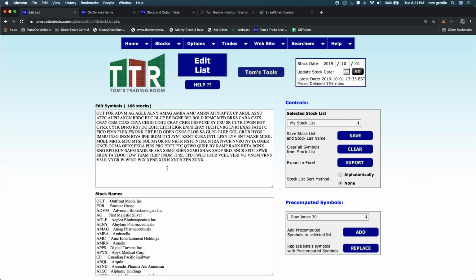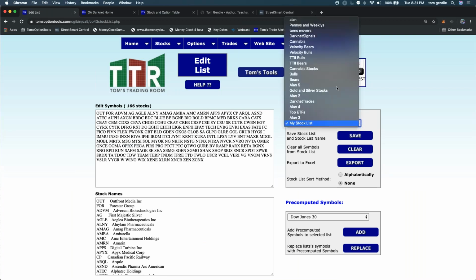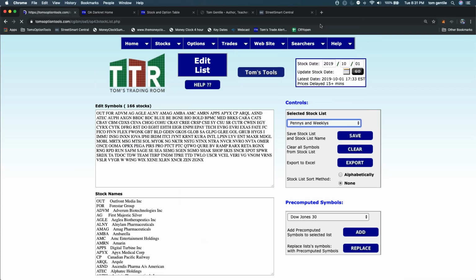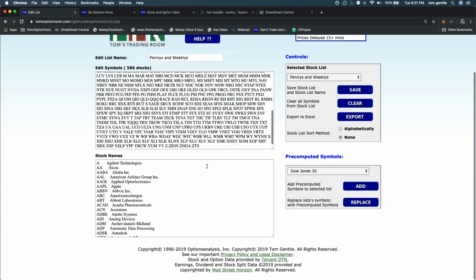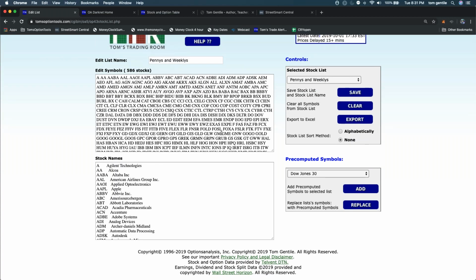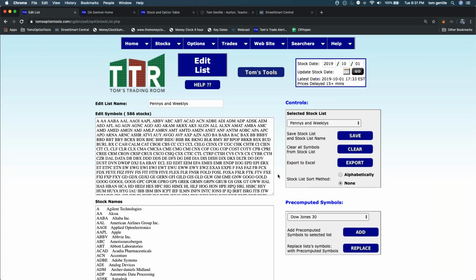And here's my stock list, but I create a list that I call pennies and weeklies. And all I do is I take that list and I shove them in there. Right now, I've got 586 stocks in there. These are all stocks and ETFs. That's the whole shebang right there. But I got that list from the penny pilot list that I showed you how to get at cboe.org.